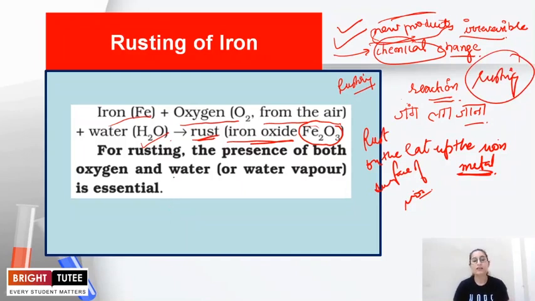Now one thing is, for rusting, the presence of oxygen and water or water vapor is essential. Basically we need both of them. If there is only oxygen and no water vapor, no rusting will take place, and if oxygen is not present and there is only water vapor or water, then also rusting will not take place. We need to have both of them for rusting to take place.